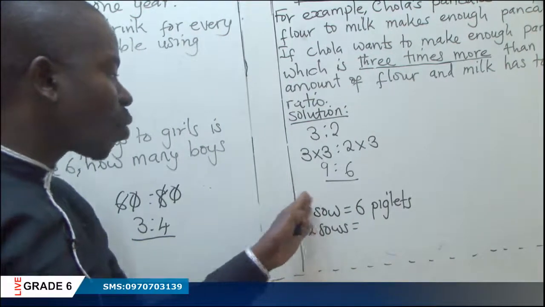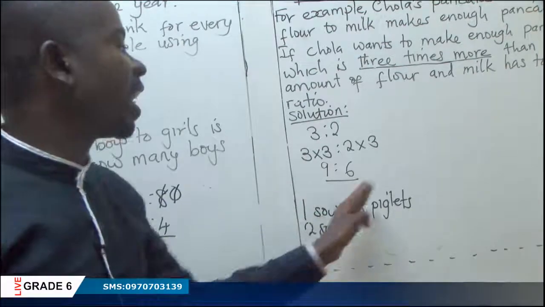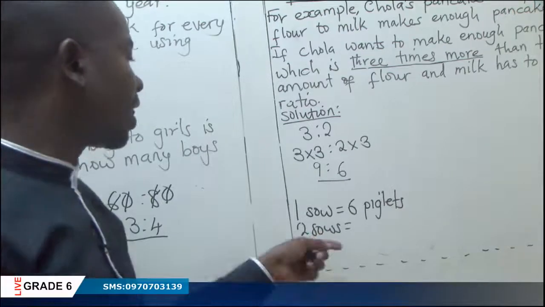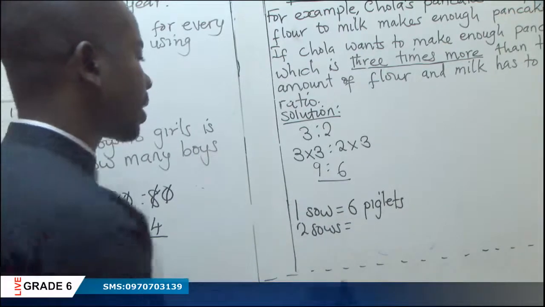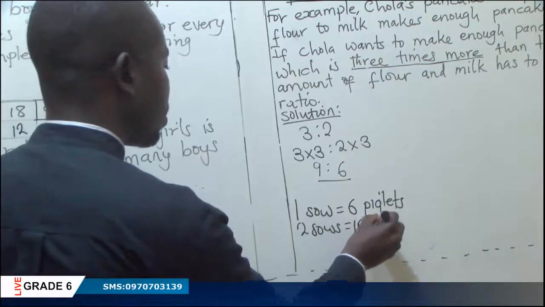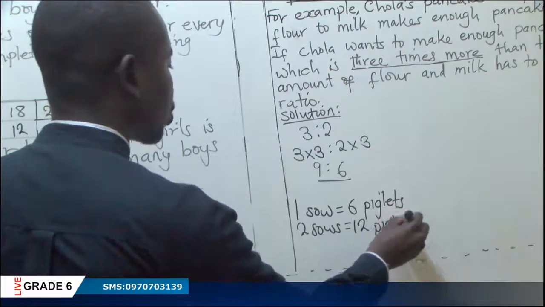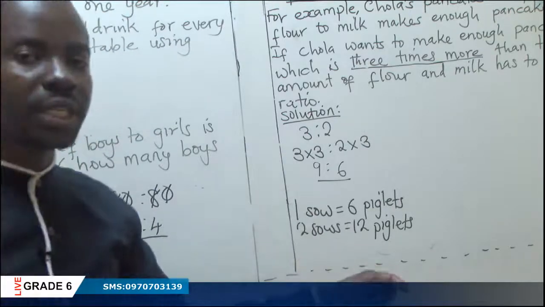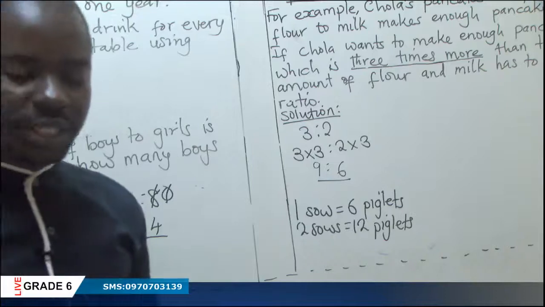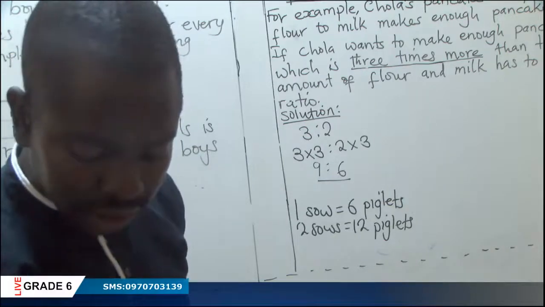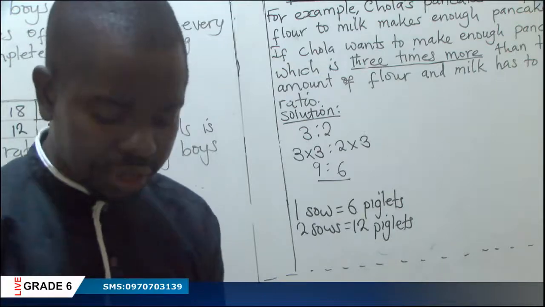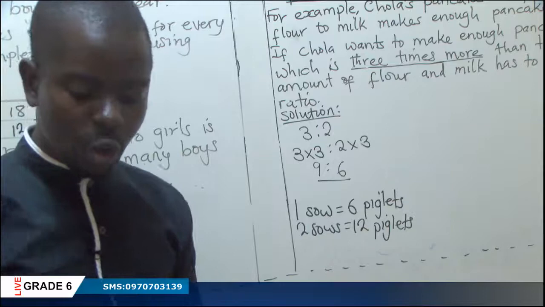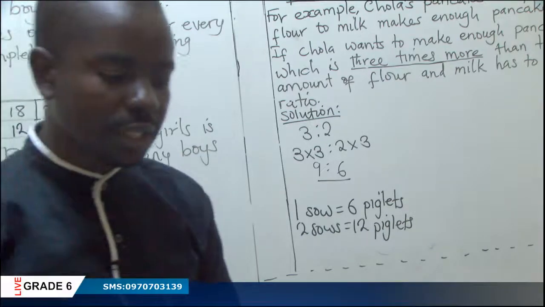As one quantity is increasing, the other quantity has to increase also. So here you will see that we have 2 sows, meaning that we are going to multiply 2 times 6. Then it will give us 12 piglets. So direct proportion is when one quantity increases, the other quantity increases as well. All right, so I hope I have answered your question.